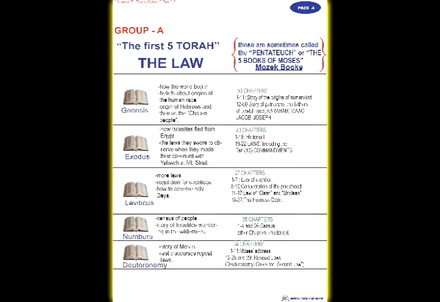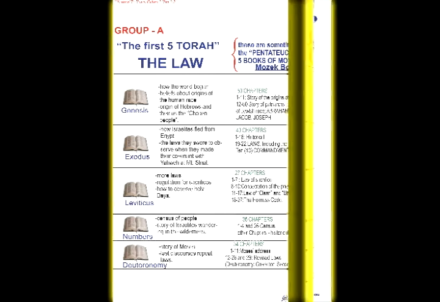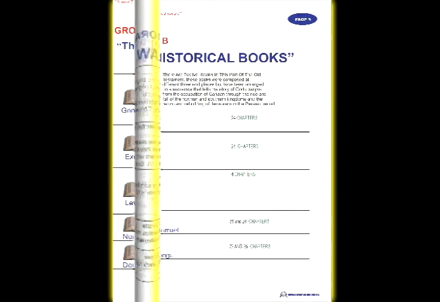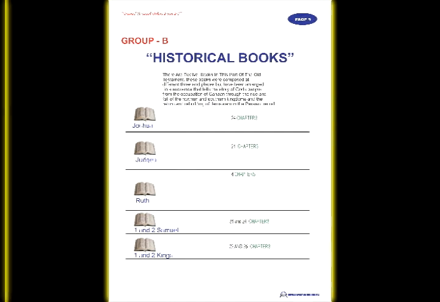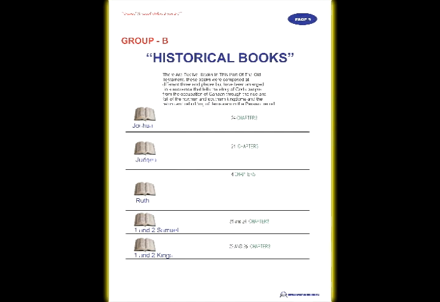Genesis has 50 chapters, Exodus has 40 chapters, Leviticus has 27 chapters, Numbers has 36 chapters, and Deuteronomy has 34 chapters. Then after the 5 books of Moses, the first book is called Joshua, and Joshua begins the historical books. The first one is Joshua, the second is Judges, the third is Ruth, the fourth is 1st and 2nd Samuel, then 1st and 2nd Kings.